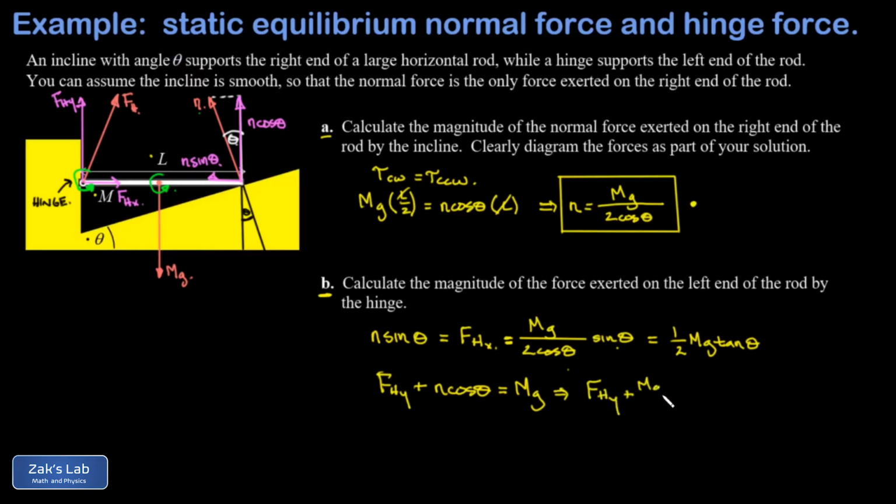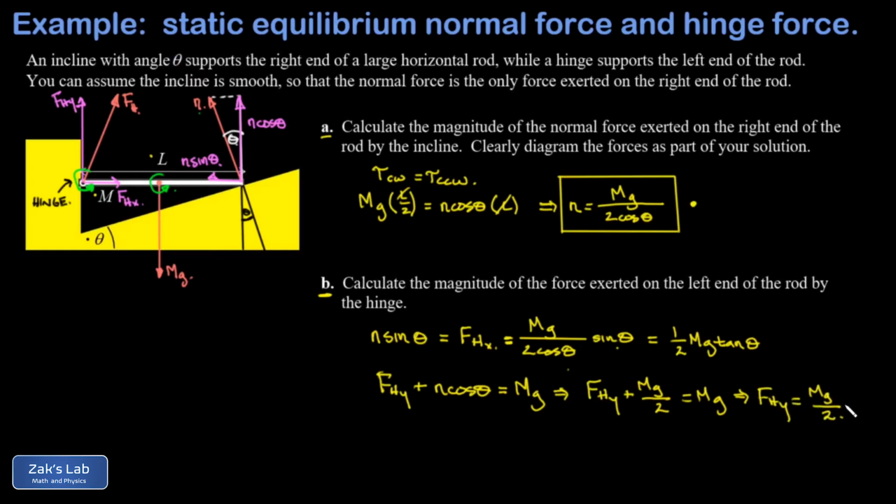So I get FHY plus mg over 2 is equal to mg. I subtract 1/2 mg from both sides, and I find out the y component of the hinge force is simply mg over 2.